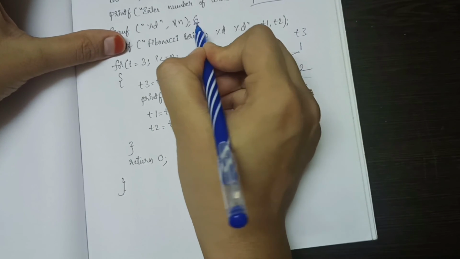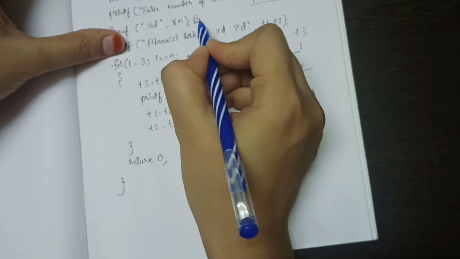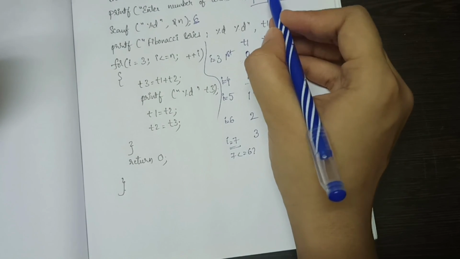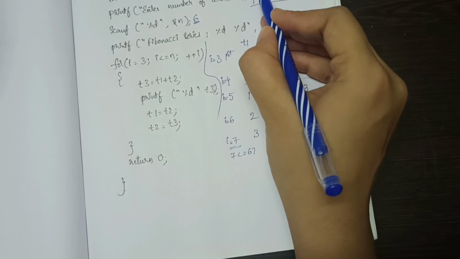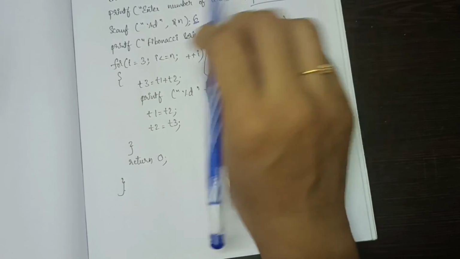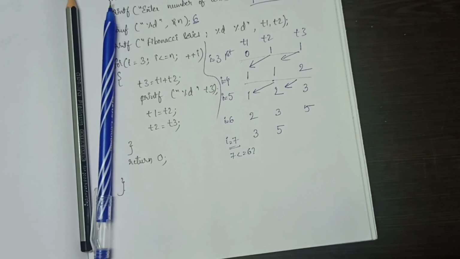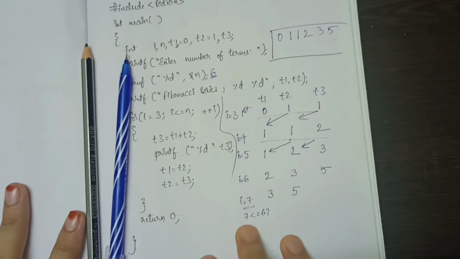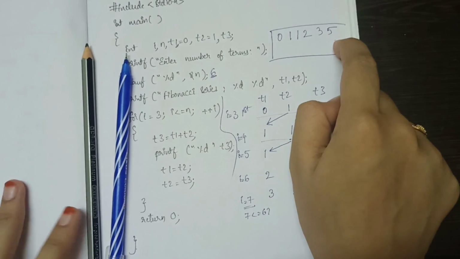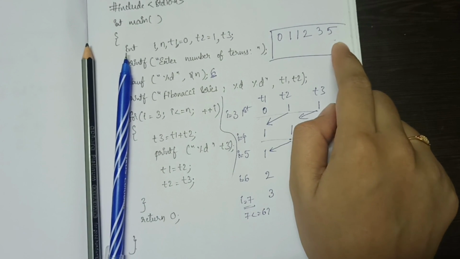So when we have given the value of n as 6, we must get 6 terms in the Fibonacci series. Did we get or not? 1, 2, 3, 4, 5, 6. Yes, the number of terms is 6. We got the output correctly: 0, 1, 1, 2, 3, 5. This is the output for n is equal to 6.